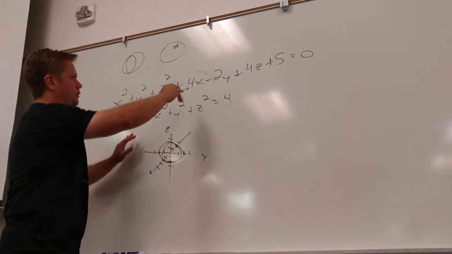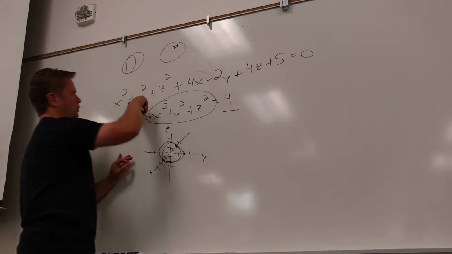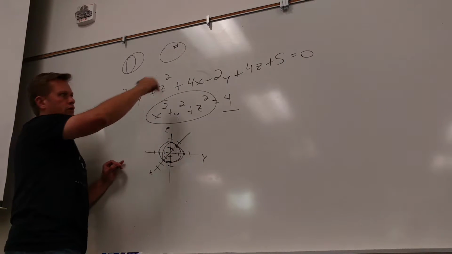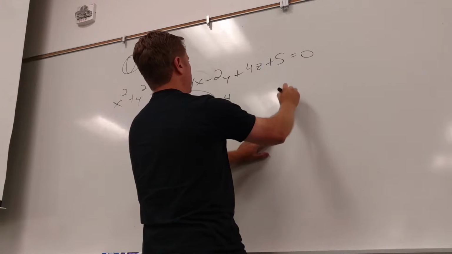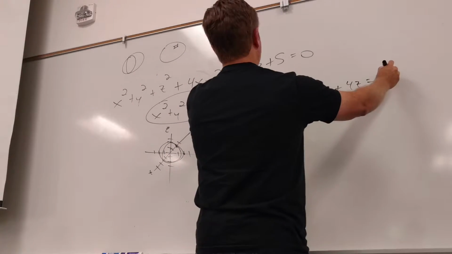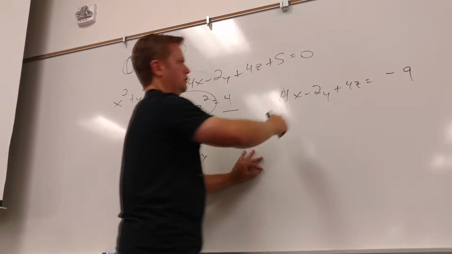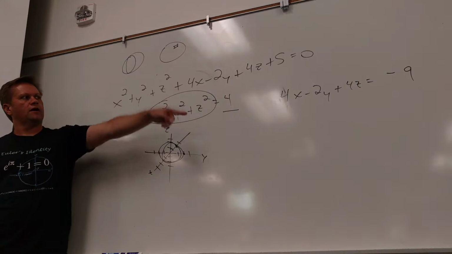So I mean, if you do what we're saying, so we know that this is true. We know that's 4. So I could put a 4 here, right? So I get 4. So 4 to 5 is 9. So I get 4x minus 2y plus 4z equals negative 9. All right, let me stop there for a second. Is that cool? 4 and 5, 9, bring it over.